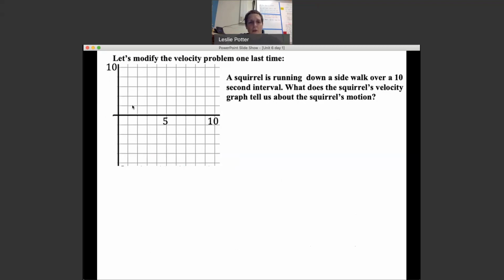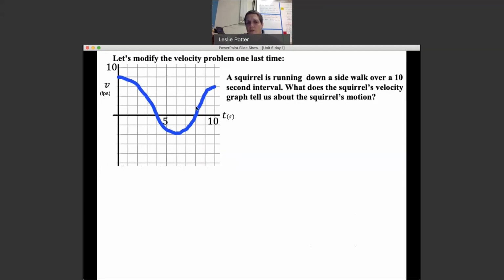I'm going to count by twos on the y-axis, 2, 4, 6, 8, 10. And so this time is in seconds. We know that from the problem. We're measuring the squirrel's velocity in feet per second, FPS. And I'm going to have the squirrel do something like that. So what does that mean?